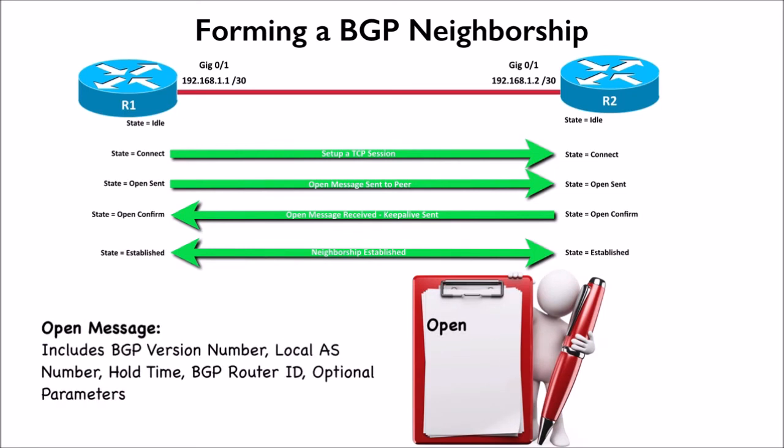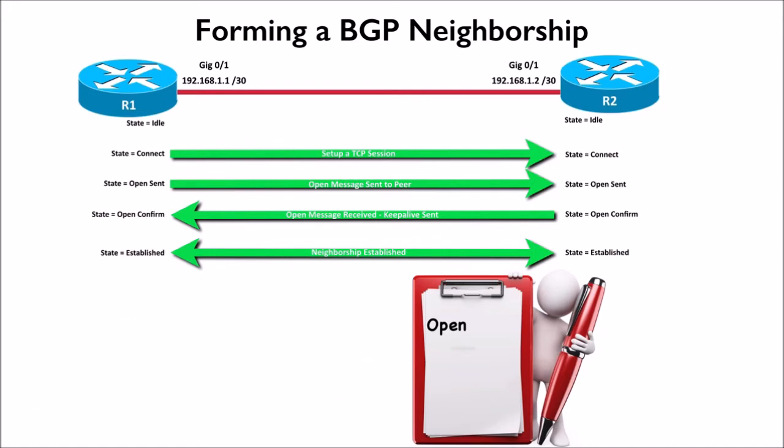The first one, and we mentioned it earlier, is the open message. The open message is going to contain the version of BGP that we're speaking, and as of right now, that's going to be version 4. A router is going to send in an open message its local autonomous system number, not the autonomous system number of the potential neighbor, but its local autonomous system number. It's also going to send the hold time, the amount of time we'll wait for a keep alive. A router also includes its BGP router ID, and there could be some optional parameters. For example, if we're doing authentication, that would fall under the optional parameters category.